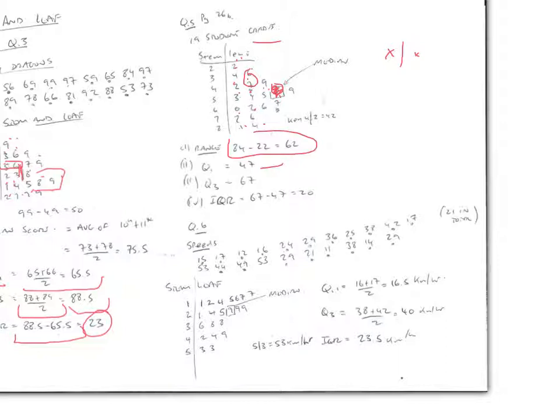And again, to find Q3, I count 1, 2, 3, 4, 5, 6, 7, 8, 9 values on this side. And I'm going for the fifth. So 1, 2, 3, 4, 5. This is 67, my Q3. My interquartile range is 67 minus 47, which is 20.